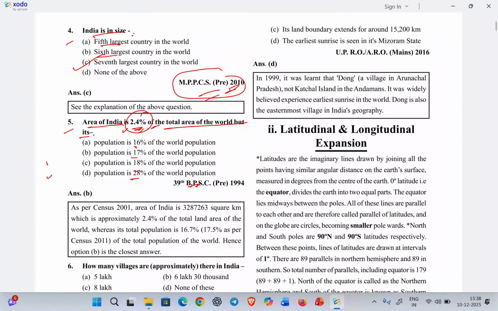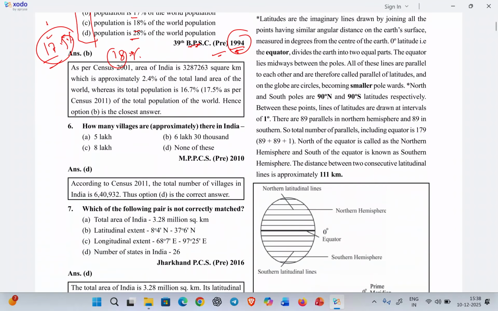So right now it is 17.5%. These options are as per the 1994 year questions, but right now it is 17.5 to 18% with the latest data. Okay, let's see the next questions. So here it is 17.5% as per the census of 2011.